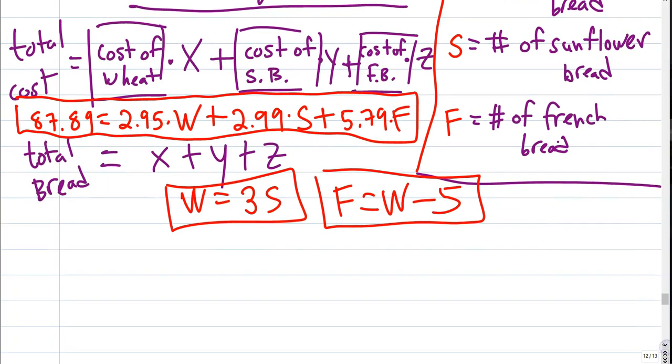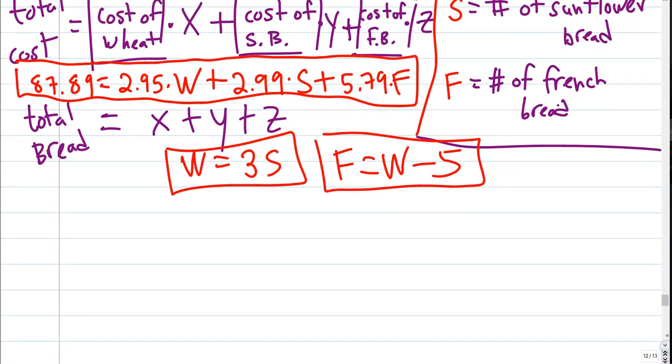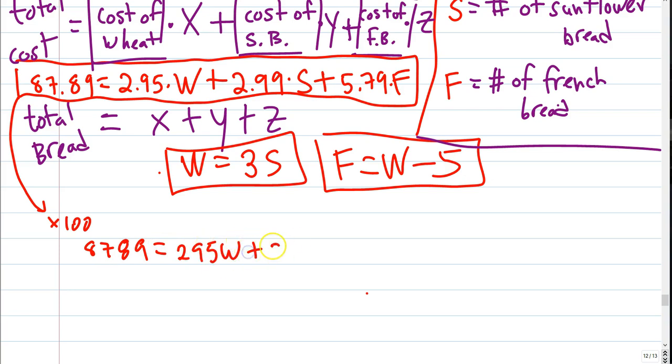Now I definitely don't like that first one. It's the most complicated of them, especially because the numbers are so big. So when I bring this down, I'm going to make all those whole numbers by multiplying by 100. So everything times 100. That's going to make that 87.89, 295, 299, and 579. So at least I'm dealing with whole numbers, right?